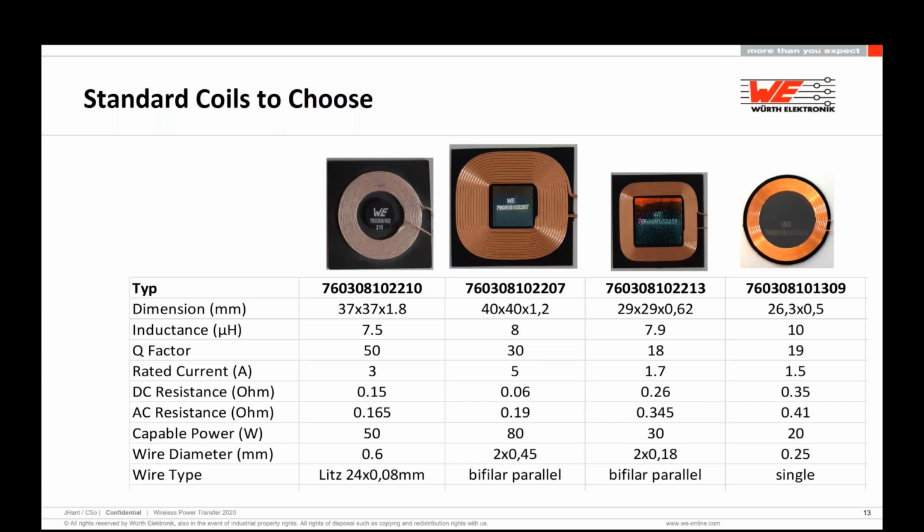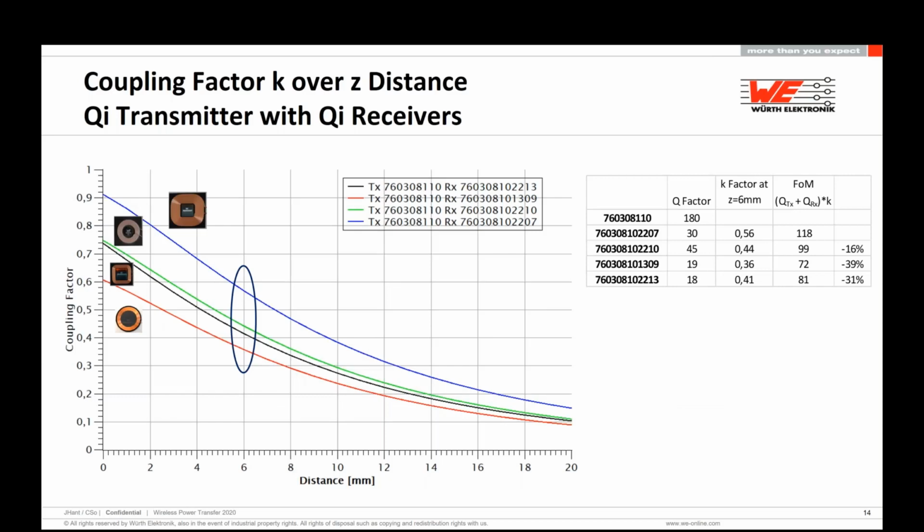What influence does this have on the system? If we are simulating with the before mentioned transmitter coil, the A10 coil, and these 4 different coils as a receiver, we normally expect the coil with the best coupling to have the best figure of merit. So the Q factor multiplied by the coupling is the whole system efficiency. But you can see it is not the coil with the highest Q factor that has the best figure of merit. No, it's the coil with the biggest area. So you can see the part with the 207 at the end, which has an area of 40 by 40, has the biggest K factor with the used transmitter coil, and the coil with the biggest Q factor, with the 210 at the end, is 16% worse than the other one.